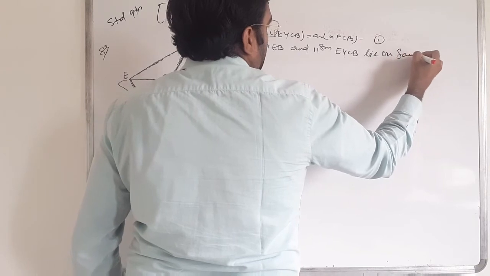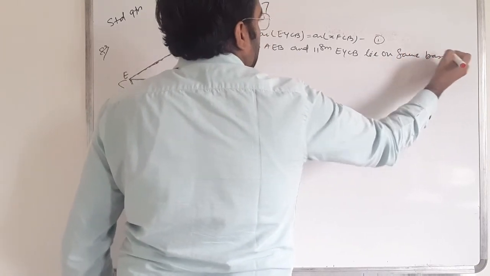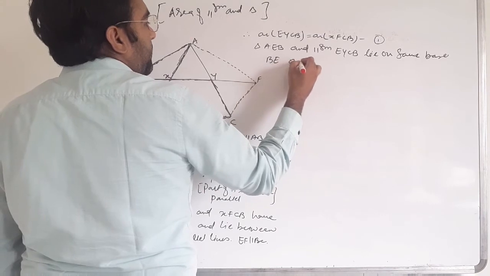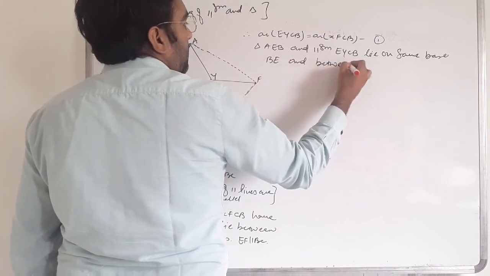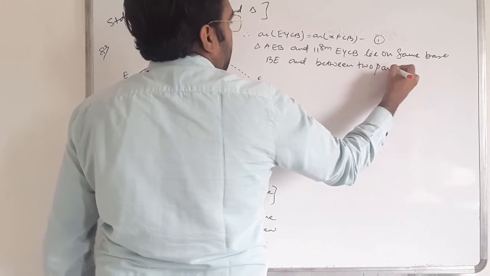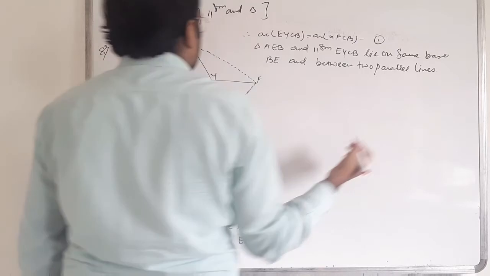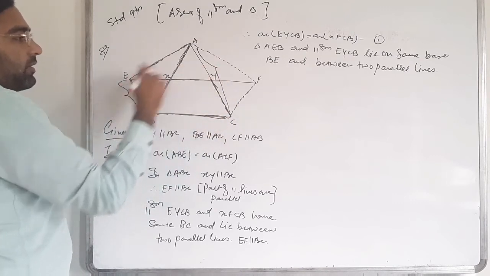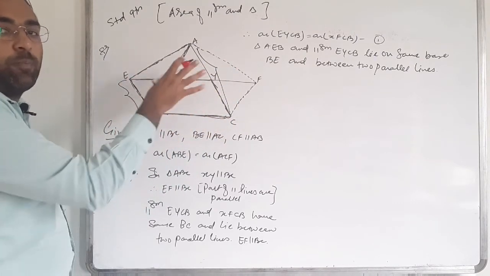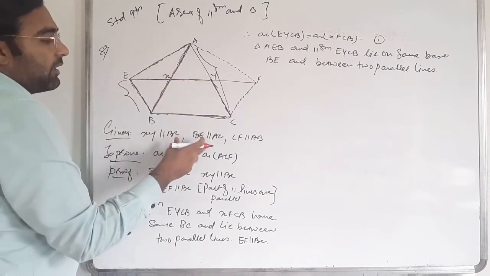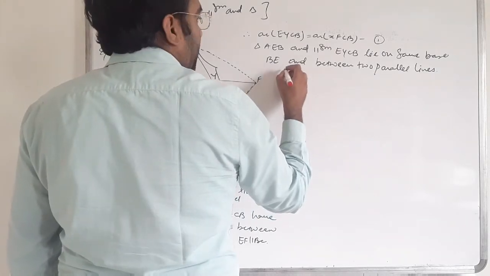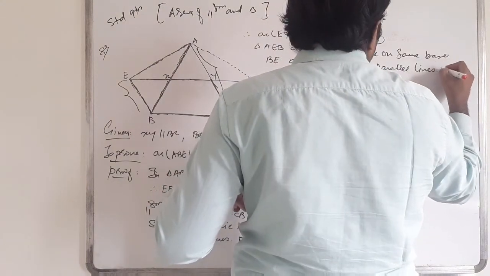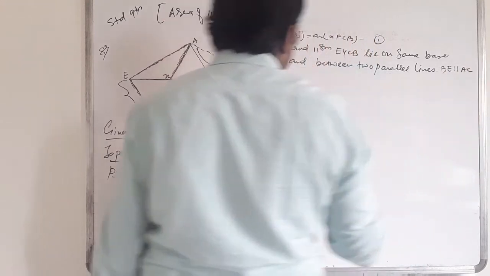They lie on the same base BE and between two parallel lines, that is, AB parallel to AC, which are given. So they lie between two parallel lines, BE parallel to AC.